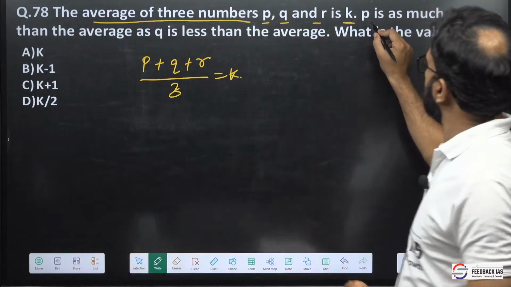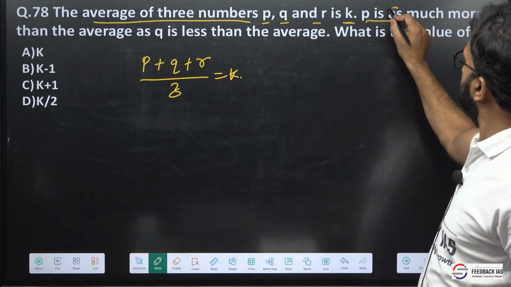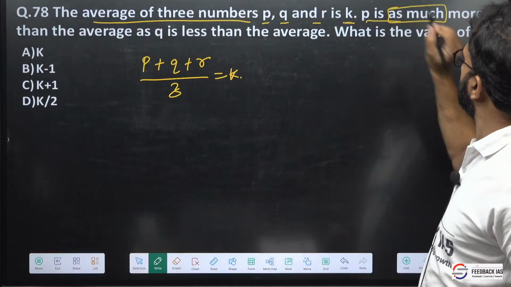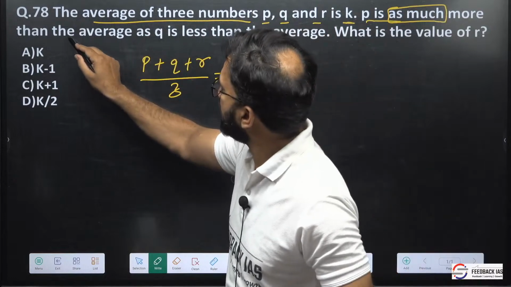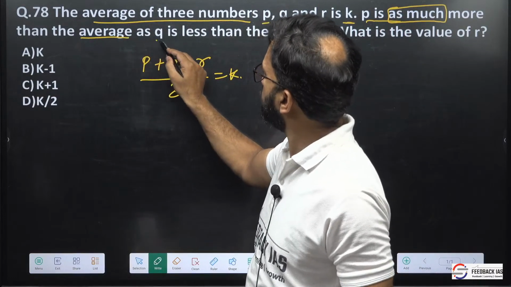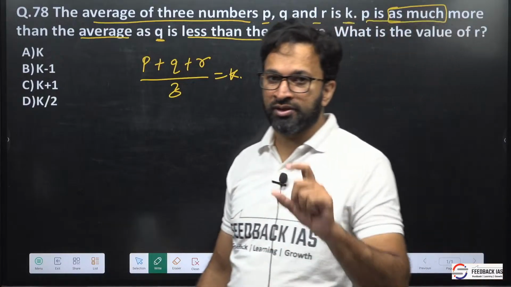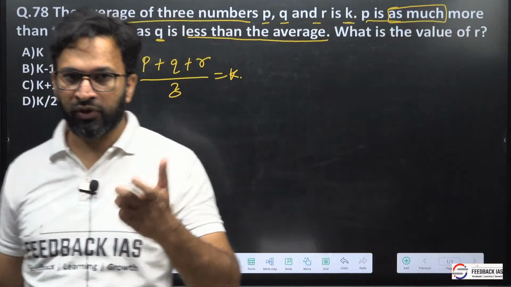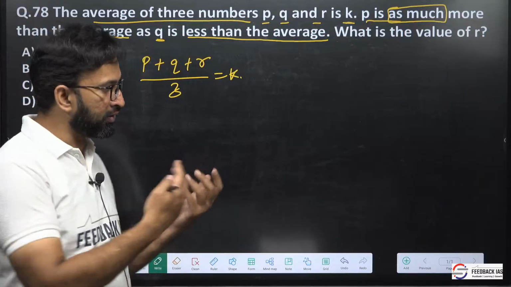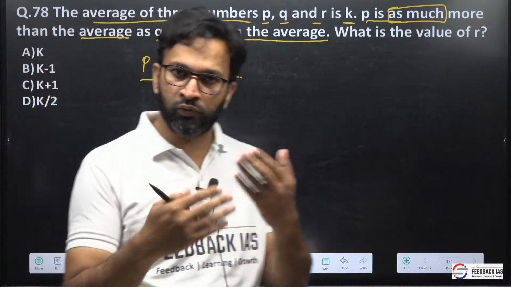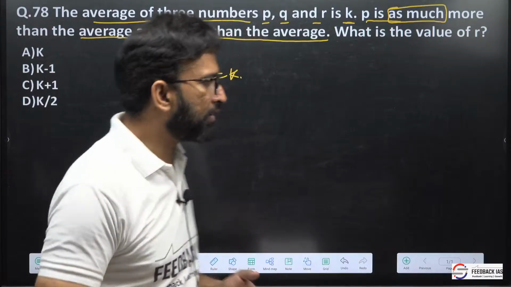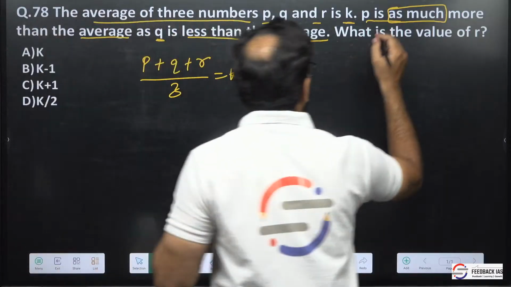The second information is that P is as much more than the average as Q is less than the average. So this is a very tricky statement. It is very difficult to understand, but I will give you an illustration of it and you will be able to understand it easily. Just focus on this.